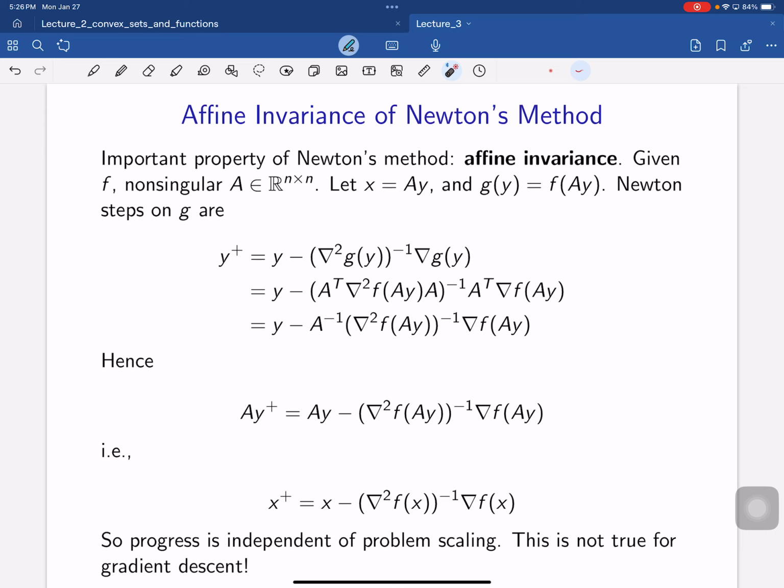I'm not going into the details. This is nothing but going through the algebra. So the progress of Newton's method is independent of problem scaling. That is a very nice property to have, and you don't need to worry about scaling the x and y axes and so forth. But if you are using gradient descent and you have some very big numbers and some very small numbers, you had better scale them to be of similar order of magnitude.